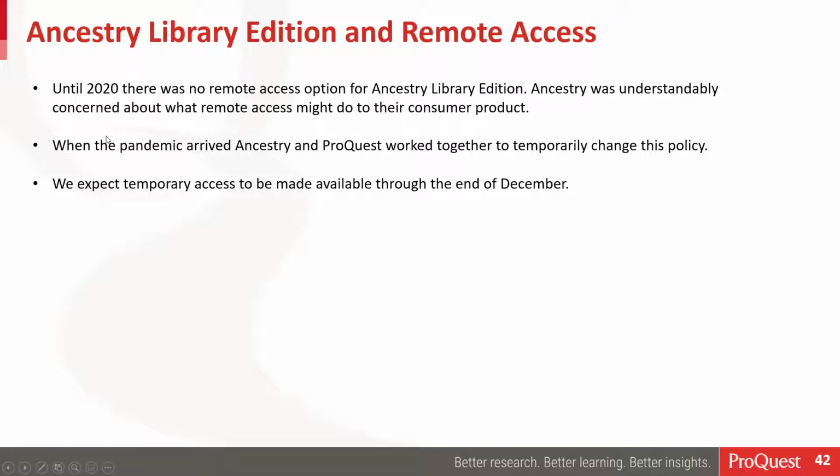But when the pandemic arrived, it was seen as pretty essential that we allow customers to use remote access and to be able to use Ancestry. That temporary access, as I mentioned, has been going on since March of 2020. So for a year and a half, that temporary access is due to expire at the end of this year. So the last day of December is sort of thought to be the end of this.